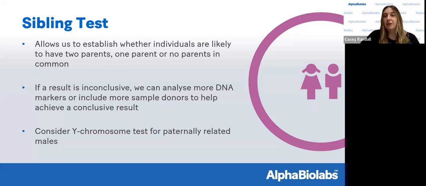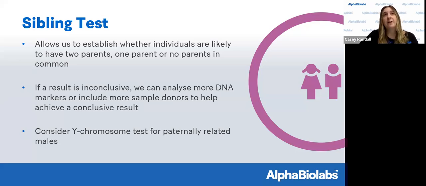I've written here about inconclusive results. Essentially, what an inconclusive result means is that we can't say one way or another whether people are likely to be related or unrelated. So we don't really get inconclusive results with paternity and maternity tests because they are direct. They pretty much will always get a conclusive result unless there is a very complex scenario behind them. With all of these next tests that I'm going to talk about, there is a chance of getting an inconclusive result, but we can add more DNA markers or we can include more sample donors to help to get that conclusive result.